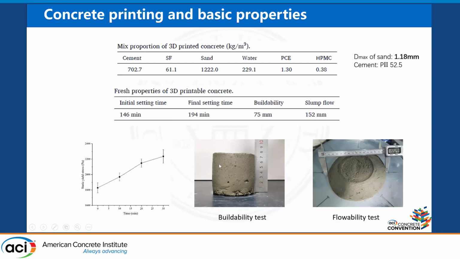We use a very simple test method to estimate the buildability. We use a column, then we test the slump height, okay? And we use the slump table test to test the flow. Here we show the static yield stress development with time. We can see the static yield stress development is still within the scope for printing within 30 minutes.